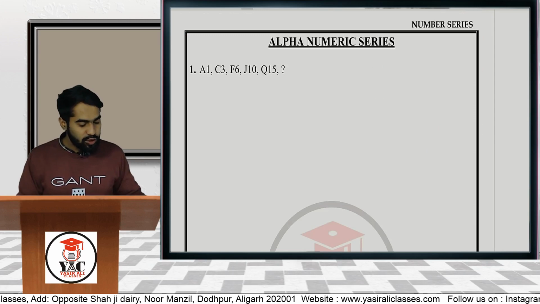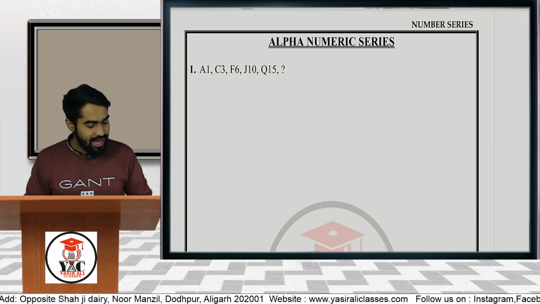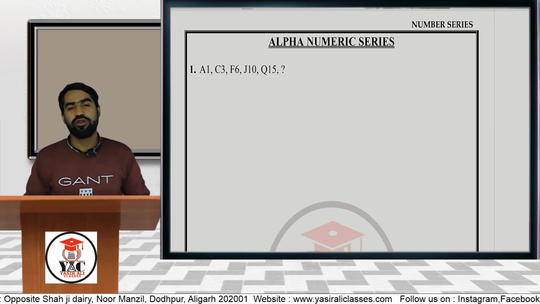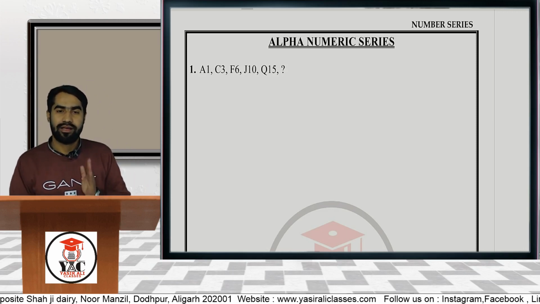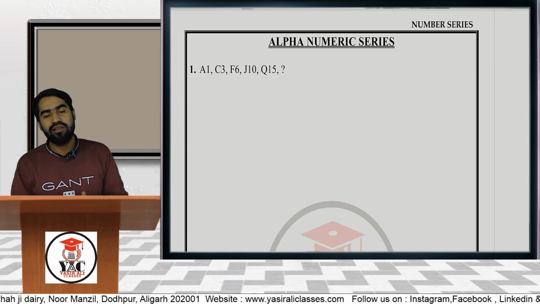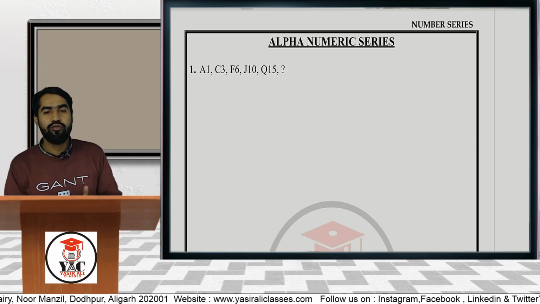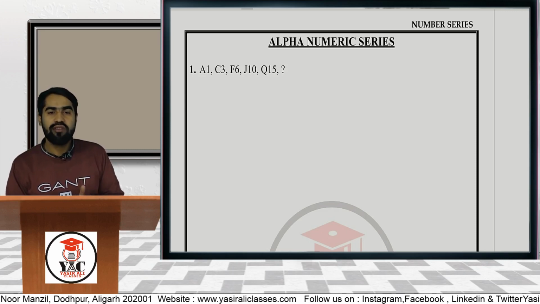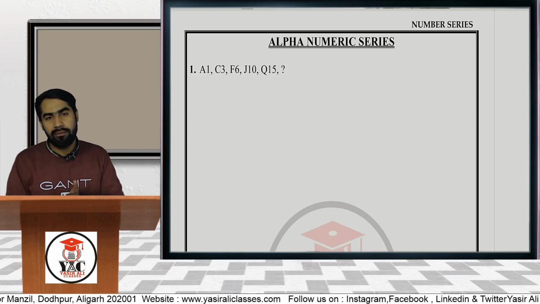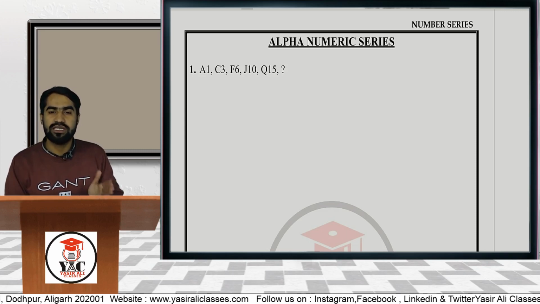So here we have a question of alphanumeric series, that is A1, C3, F6, J10, Q15. So in this case you will see A1 has a letter and also a number, C3 letter and number. So again we will try to establish the very same relationship with the letters and the numbers. If you remember their position, it will be more convenient for us to remember what is going to be their rank and position, and the question is going to be easily sorted out.